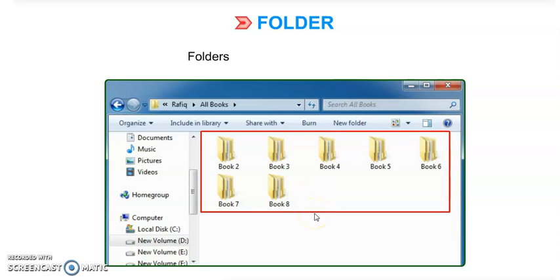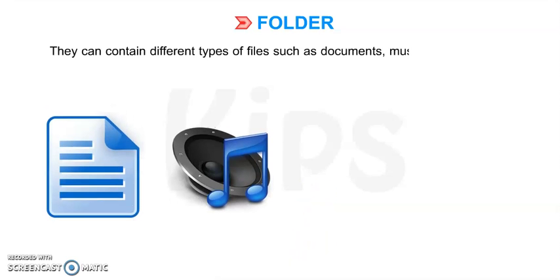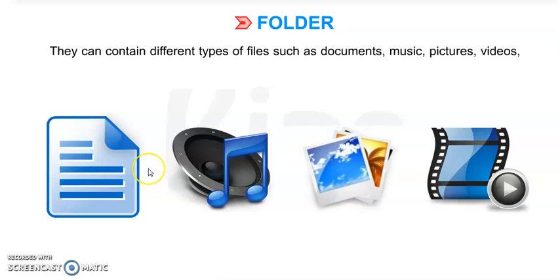Folders do not have any extension. Only files can have extensions. They can contain different types of files such as documents, music, picture and video files. We can have these files in one folder.